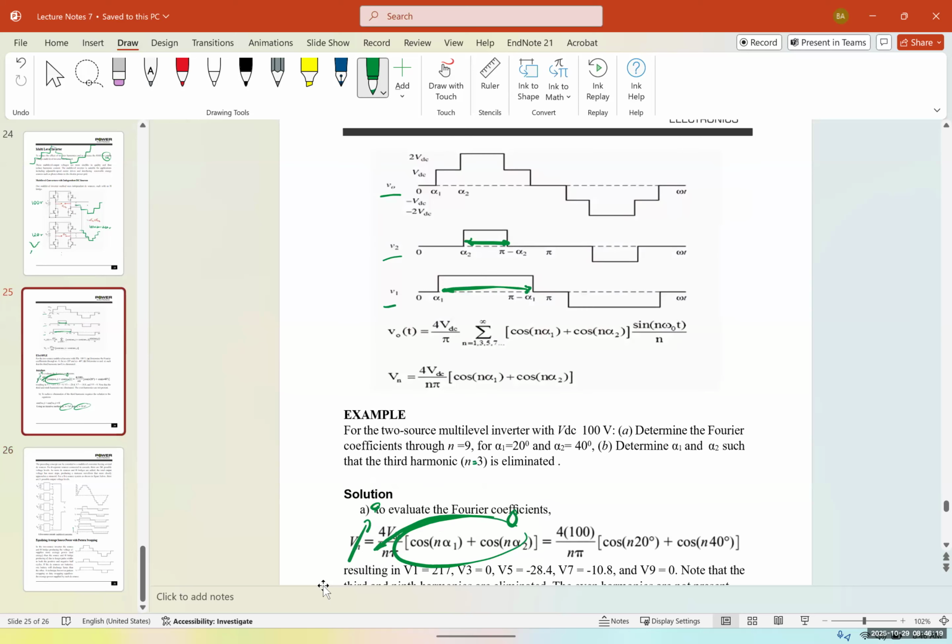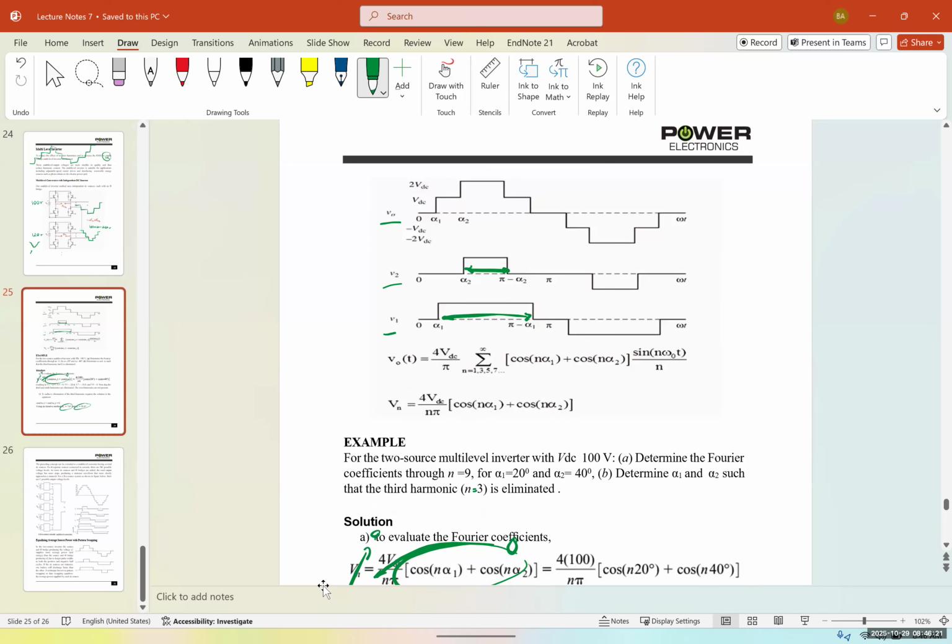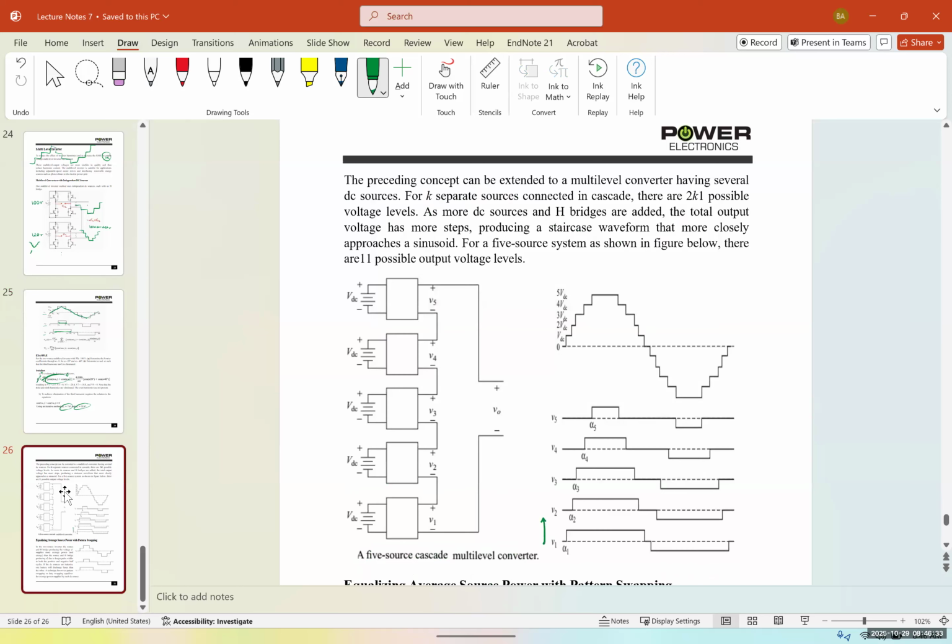So we had this one, which was only 2 levels. You can see it's not very close to the sinusoid. If we connect them, and if we have a capacitor, it's going to look something like this. This one is going to look much smoother and closer.